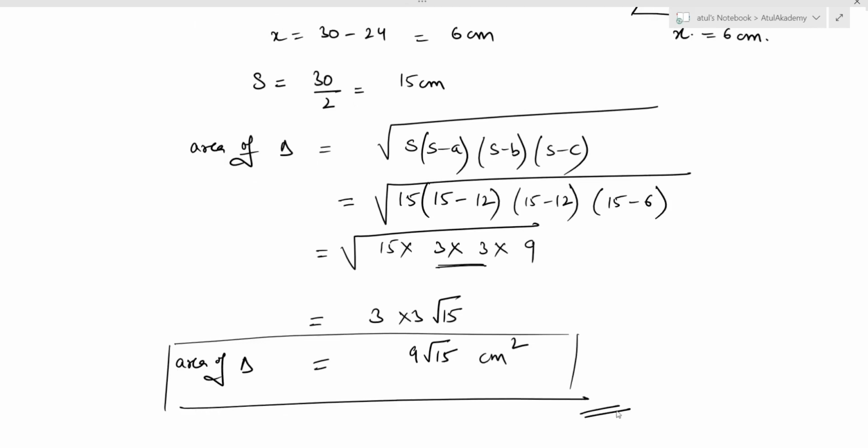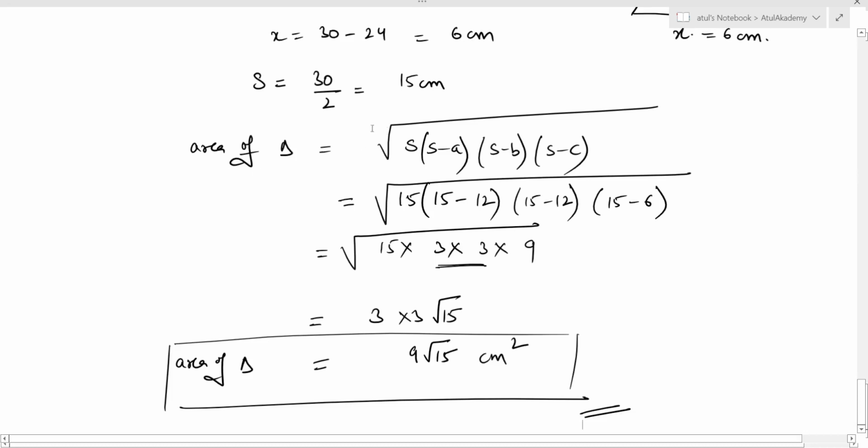Hence done. So all the questions from the exercise are done, students. I hope it's all clear to you. Please take care of the units always. Whenever you write the final answer, unit should be there, and area units always in square units.